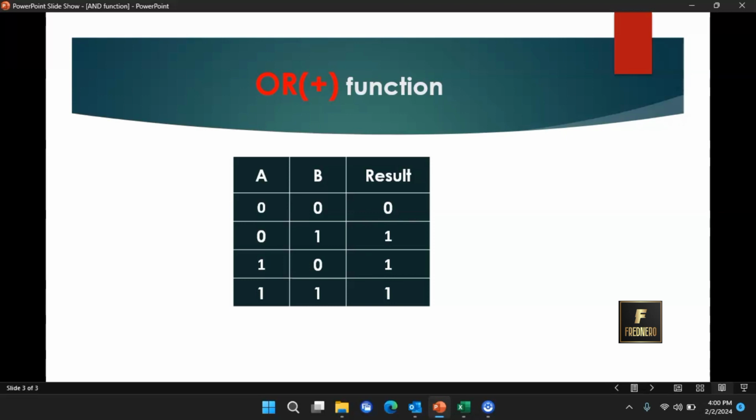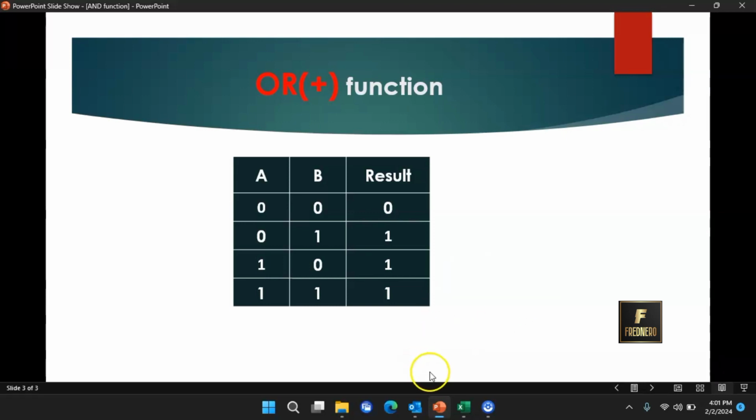Now, what it simply means is that in the first row, no condition was met at all. That's why it gave you false. The second row, one of the conditions was met. That's why it gave you true. The third row, one of the conditions was met. That's why it gave you true. Then the last row, the two conditions were met. That's why it gave you true.